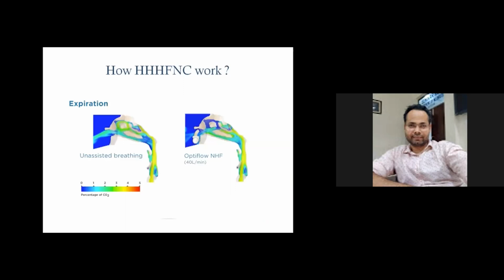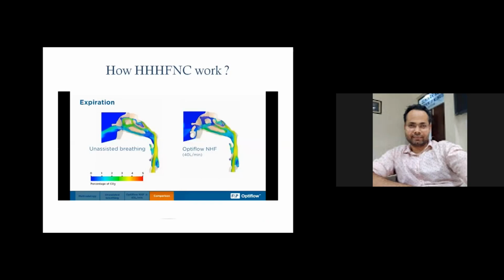So this is how the HFNC works. We can see that with expiration, it is getting red, so there is accumulation of carbon dioxide in case of unassisted breathing. But once we start giving the HFNC, it causes the removal of the carbon dioxide and there is more accumulation of the oxygen.